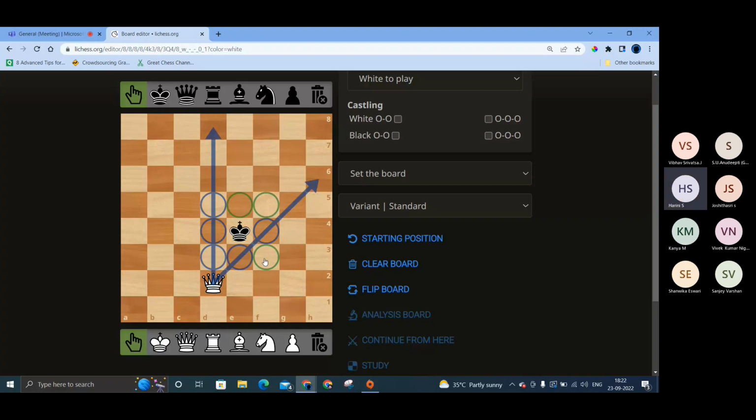Okay. So if we take king, he can move only one step. But that step should be safe. Okay, so that is the main point here. Okay, so next. Next, Anudipti, where can this king move?